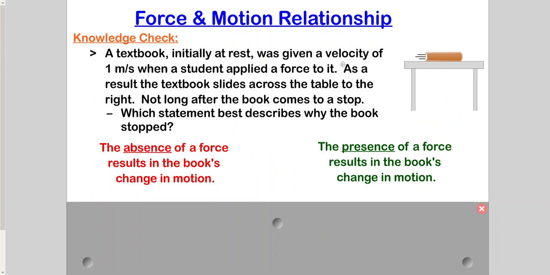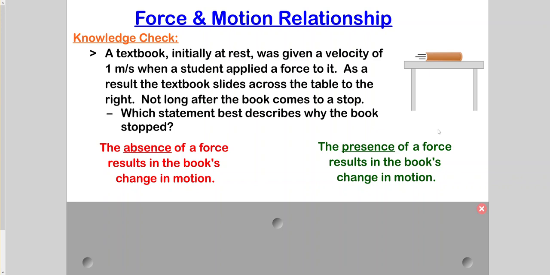So let's check our thinking about what that means. Here we have a textbook, it's at rest. Someone pushes it so it has a velocity of 1 meter per second, and it slides across the table, but not long after, the book comes to a stop. Which statement best describes why the book stopped? Is it that there is no force on the book? In other words, once the student stops pushing it, it stops. Or is it that there is some force, and that's what stops it?